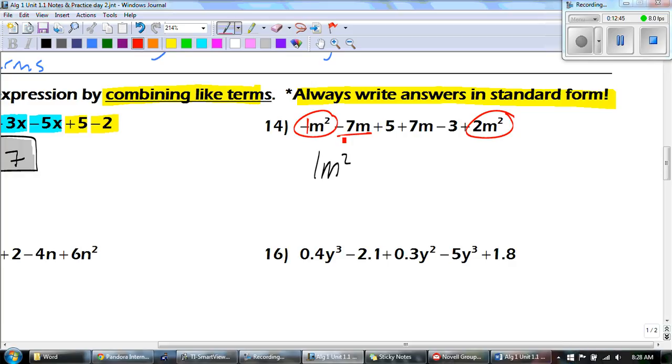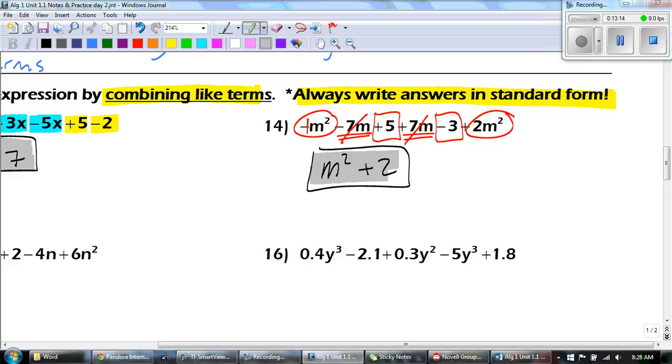Now looking at the next one, it would be negative 7m plus 7m, negative 7 plus 7. Yeah, those actually cancel out. And then what we're left with is 5m minus 3, 5 minus 3 is, what'd you get? Yeah, it's 2. Okay, so the way you would see us write our final answer would be m squared plus 2.